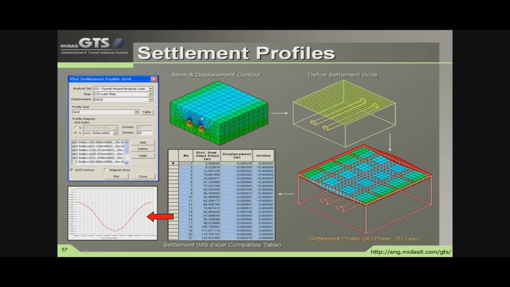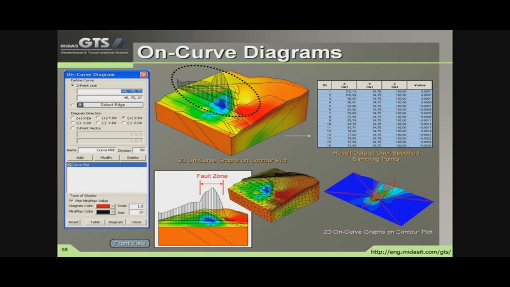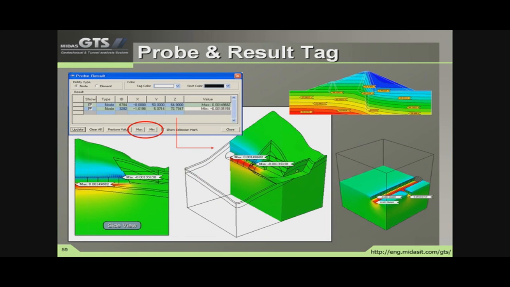You can also create the settlement profile. You can define the grid for settlement, and Midas GTS will give you the settlement profile at different distances from the node. On the curve diagrams, which is important for the design of the slabs, can also be obtained. And as I have already shown you the probe result feature, where you can select the location at which you want the result.